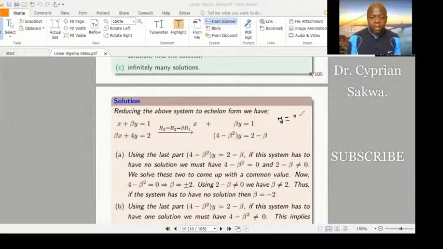Y equals 2 minus beta out of 4 minus beta square. And this is the same as 2 minus beta out of 2 minus beta multiplied by 2 plus beta. So this part cancels, and you are left with y being equal to 1 out of 2 plus beta. So that's the value of y. You proceed to the second equation and make x the subject, substitute y to find x. Let me see what I got when I did that.